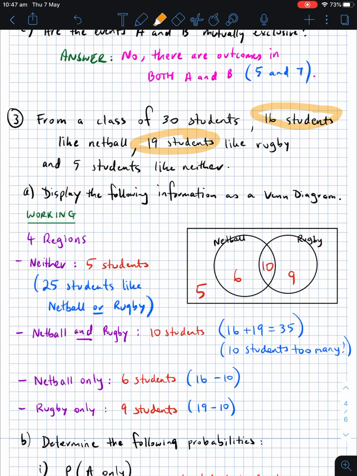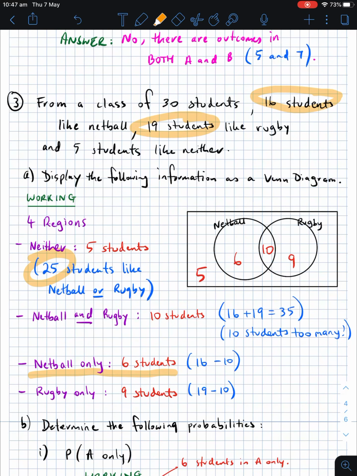So the thing is, I need there to be only 25 students inside the circles. But when I add them together, I get 35. That is suggesting that there's 10 students too many, because I'm getting 35 when I should only have 25. So 10 students too many means that there's 10 students that like both. So there's 10 in the center. Okay, so now that I've got that 10, that's going to make things a lot easier.